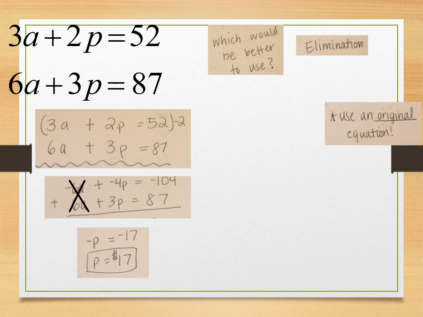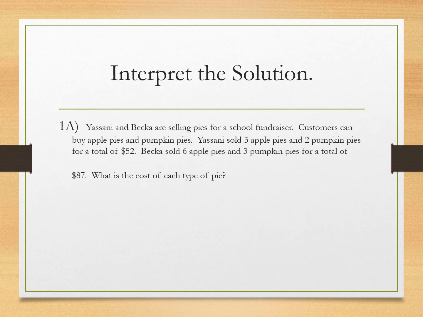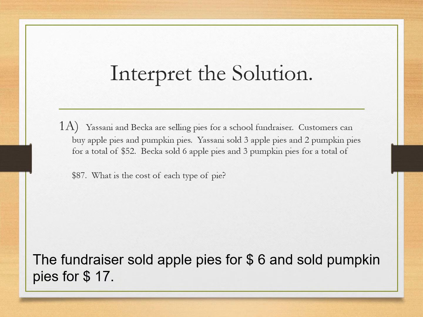And then you would have to use an original equation to plug that 17 back in. It doesn't matter which one you do. So you'd have 3A plus 2 times 17 equals 52. And then you get A equals $6. So you interpret the solution: the fundraiser sold apple pies for $6 and sold pumpkin pies for $17.